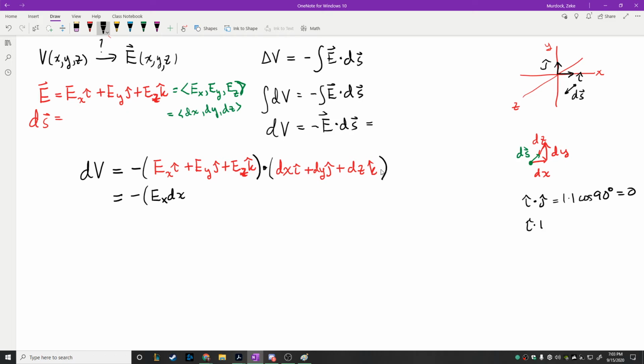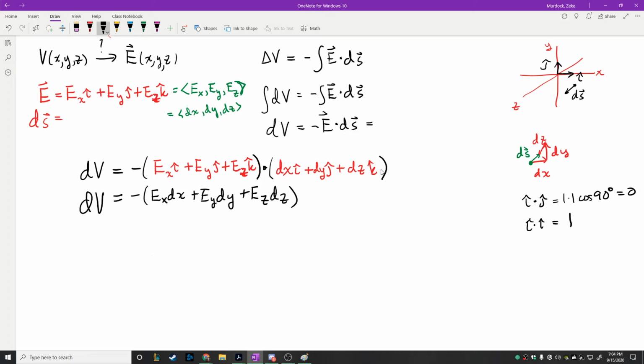Just write that here, just to remind you guys. And when you do Ey dy, and you'll get Ez times dz. Oof, that looks really bad. Subscripts are kind of annoying to write on these things. Okay, so we get that.